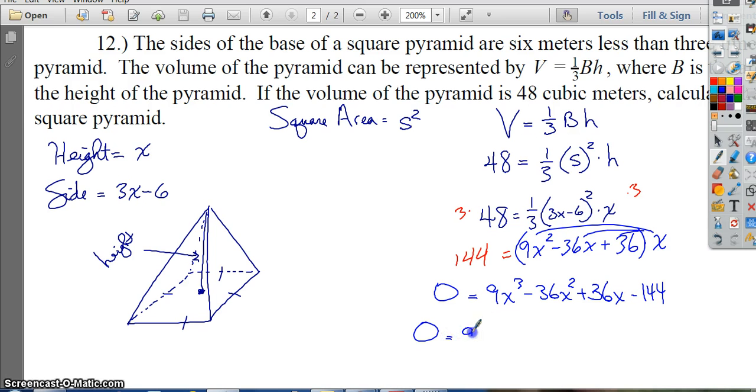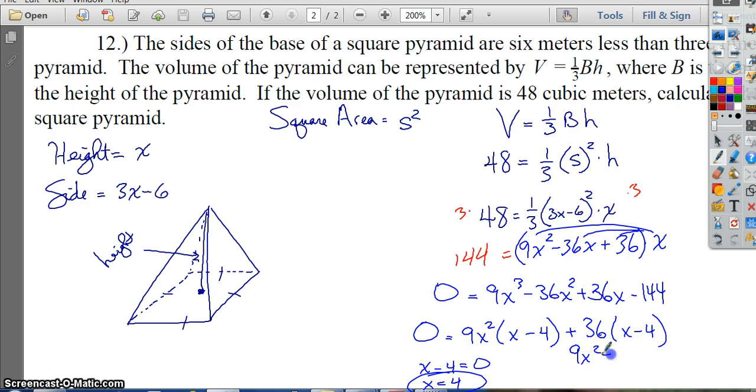Okay, these are divisible by 9x squared, so this is going to leave me with x minus 4. These are divisible by 36. That's going to leave me with x minus 4. So I'm going to set x minus 4 equal to 0. x is 4. That's a good one.